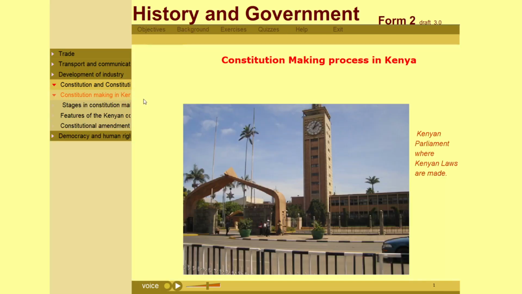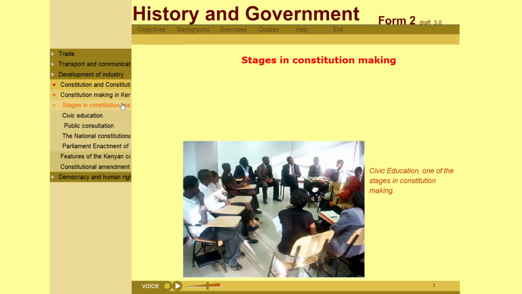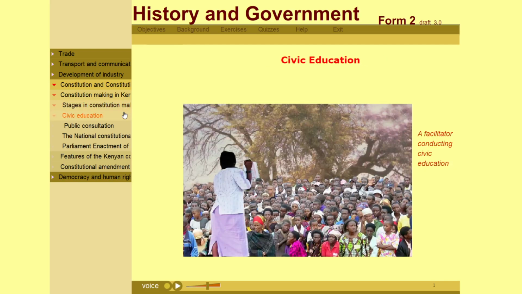Constitution-making process refers to the organs involved and stages followed in making a constitution. There are 4 stages followed in constitution making in Kenya. One of them is the civic education. This involves educating the public and raising awareness on issues of the Constitution. It is done by a commission created by an Act of Parliament.